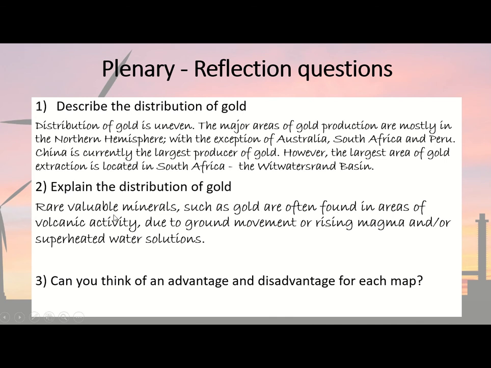So rare valuable minerals like gold are often found in areas of volcanic activity, and again that actually works well for a few of those minerals, like diamonds for example, due to ground movement or rising magma and or superheated water solutions. So there you go. Gold is formed in volcanic areas because of rising magma. That would get you a couple of marks. But this is all about the why is it found there, and this is the where is it found.